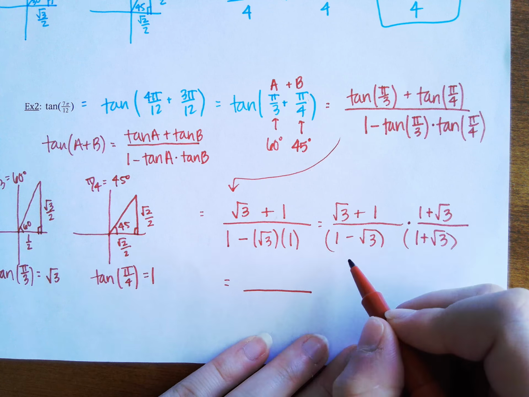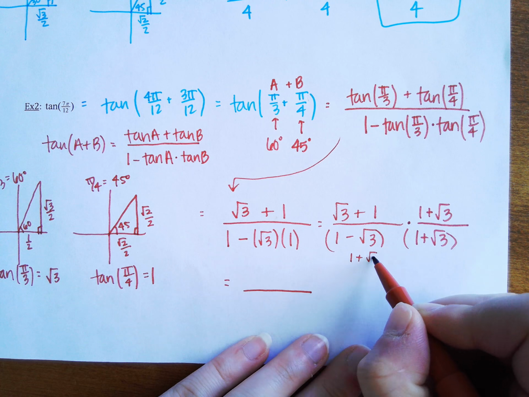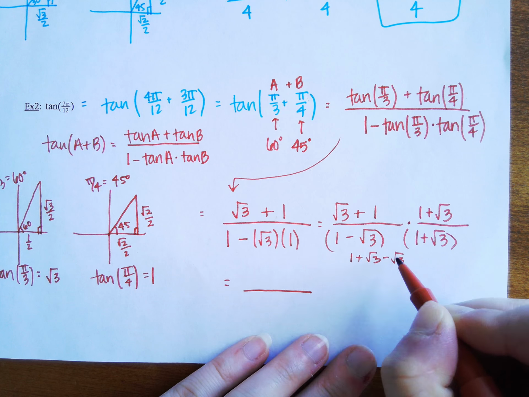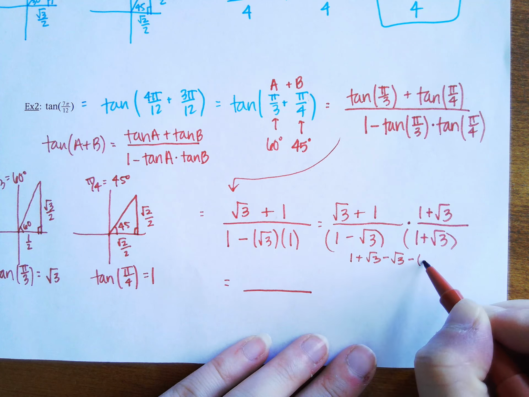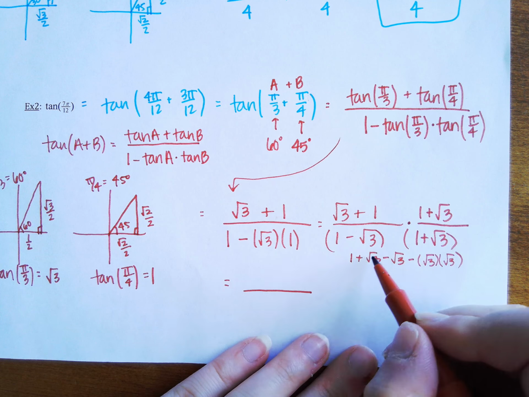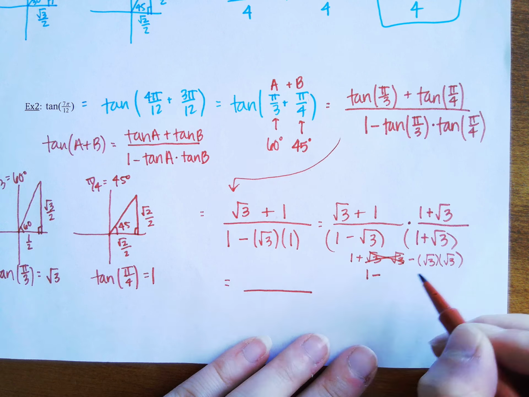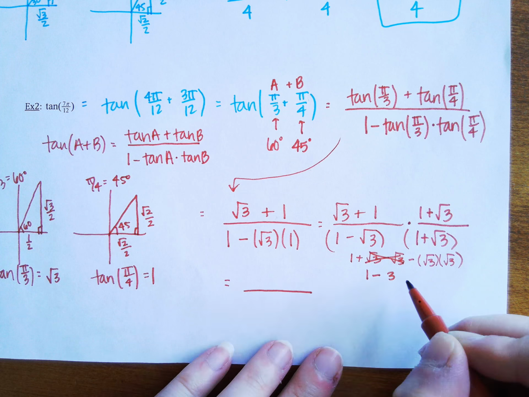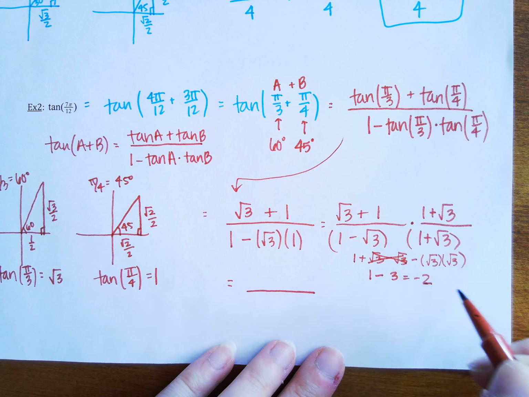We'll have 1 plus root 3 minus root 3, and then minus root 3 times root 3, which will just be 3. So these things will cancel out. I'll have 1 minus 3, or negative 2. So that's all the stuff in the denominator.